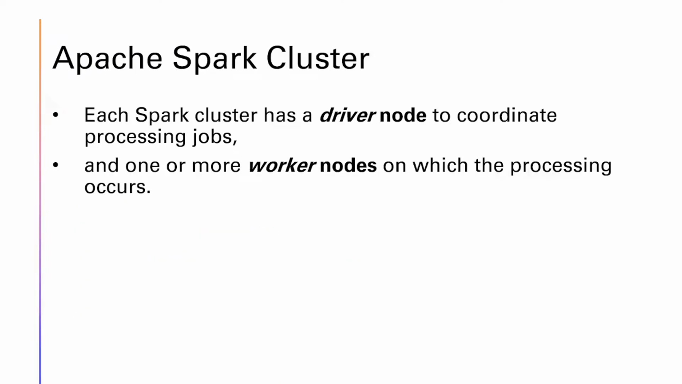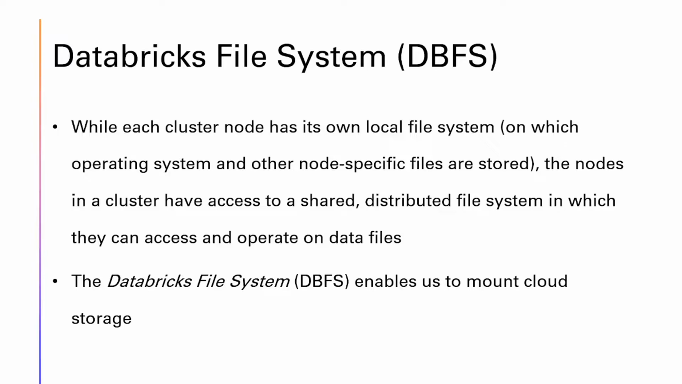In Databricks, one of the most important components is the Apache Spark cluster. Each Spark cluster has a driver node to coordinate processing jobs and one or more worker nodes on which the processing occurs. The Databricks file system: the cluster node has its own local file system on which the operating system and other node-specific files are stored. The nodes in a cluster have access to a shared distributed file system in which they can access and operate on data files. The Databricks file system enables us to mount cloud storage.